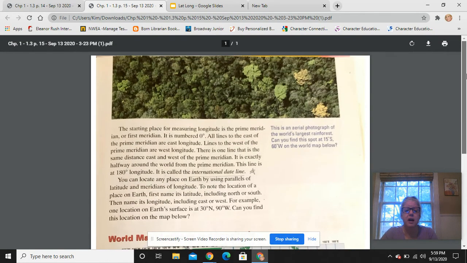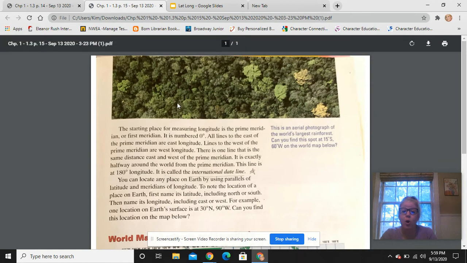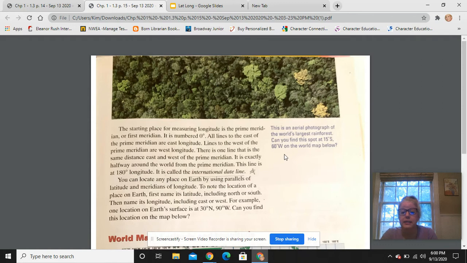Now, let's take a look up here. It says this is an aerial photograph of the world's largest rainforest. Aerial means it's taken from up above. So there's either an airplane or a helicopter that's flying over this rainforest that took this picture. Can you find this spot at 15 degrees south, 60 degrees west on the world map below?